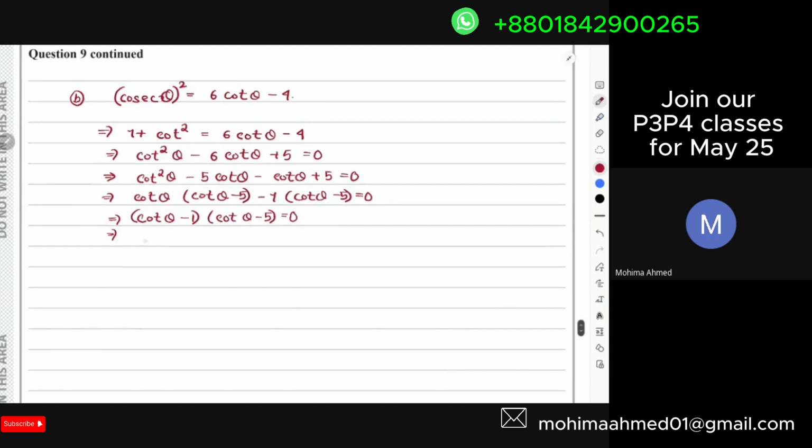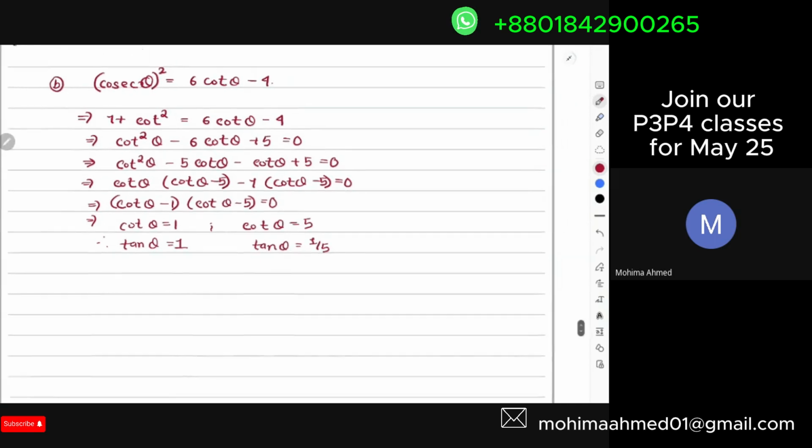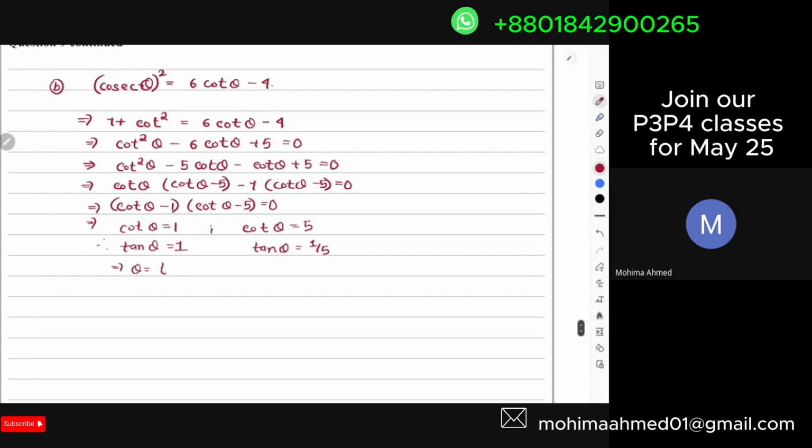So we can write cot theta equals 1. So you basically have your tan theta also 1. And this one is going to be cot theta equals 5, so your tan theta from this will be 1 by 5. So finally theta becomes tan inverse 1, and theta becomes tan inverse 1 by 5.